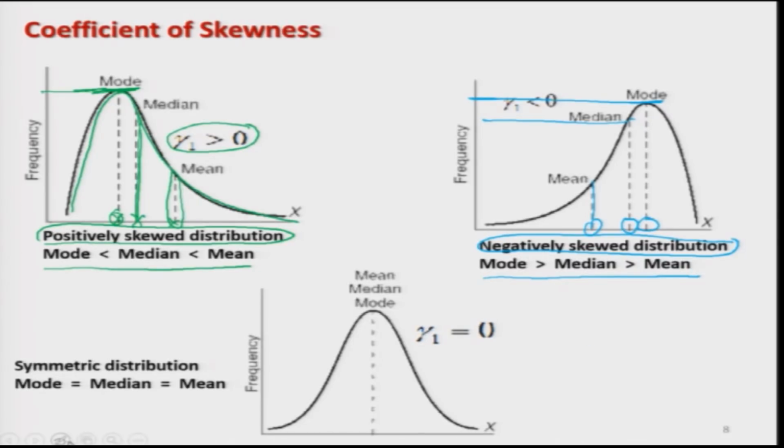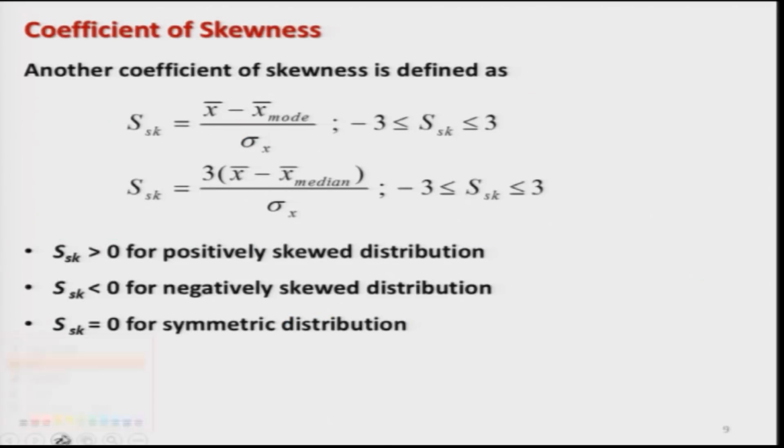Whereas in the case of symmetric distribution, all the values of mean, median and mode are going to be the same, see here, and in this case gamma 1 is equal to 0 and mean, median, mode will be somewhere here. There are some more coefficients of skewness which have been given in the literature. So, I will just briefly give you an idea.